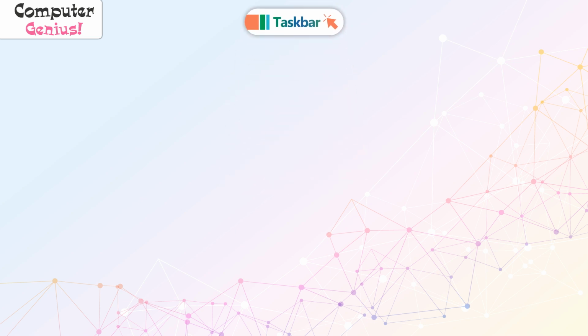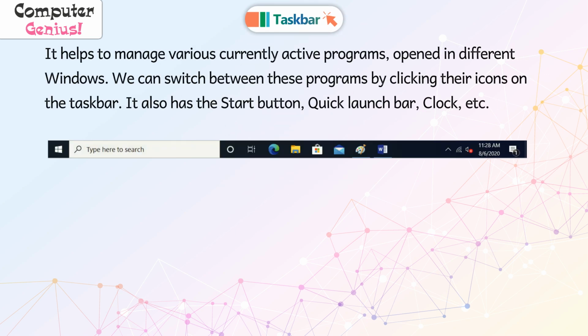Taskbar. It helps to manage various currently active programs opened in different windows. We can switch between these programs by clicking their icons on the taskbar. It also has the Start button, Quick Launch bar, clock, etc.